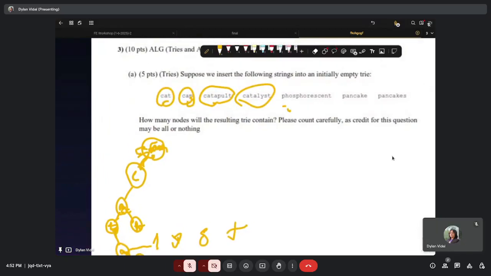Phosphorescent. We don't have anything from here, so you have to do this whole word. Okay, this is really bad actually. I don't know what's happening with my tablet up here.